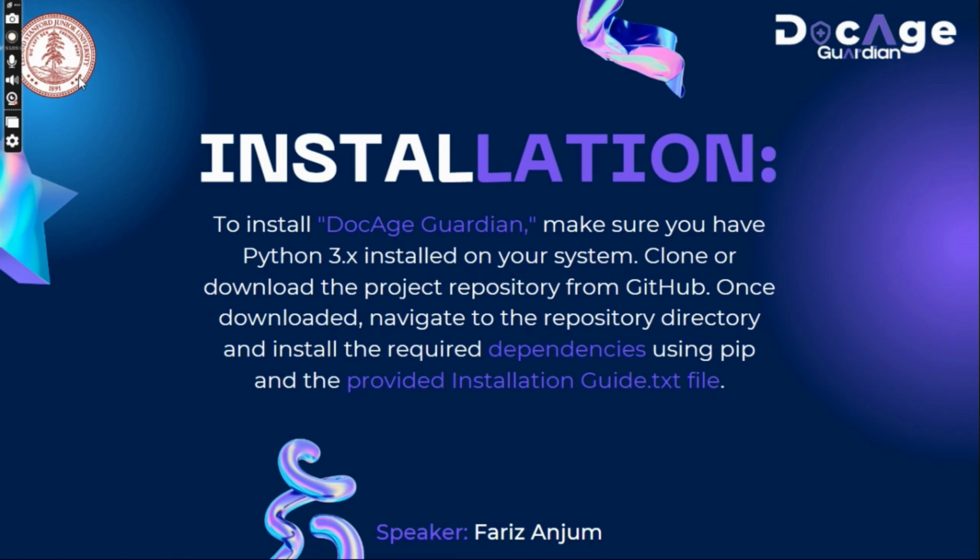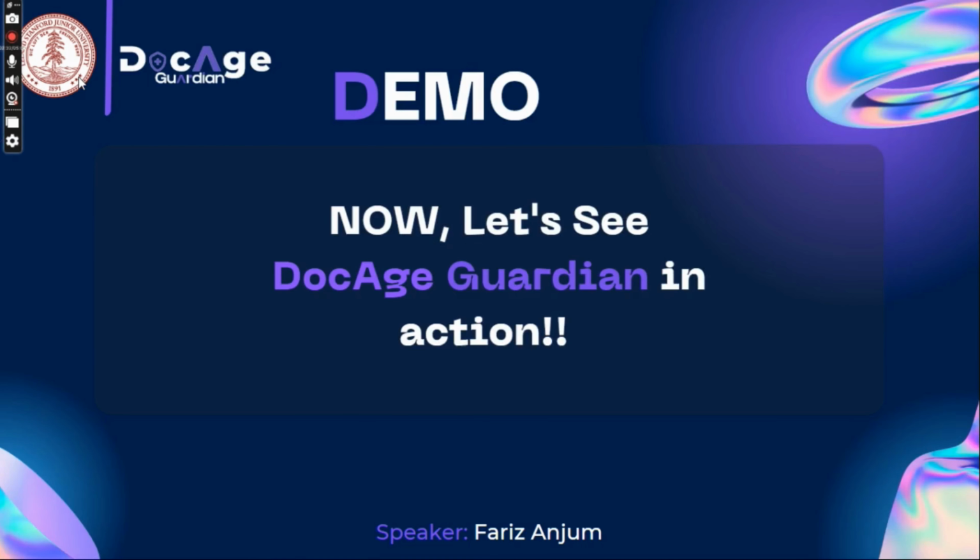To install DocAge Guardian on your computer system, you must install Python. The version should be 3.0 or greater. Once you have downloaded it, you have to download all the dependencies, which I have given in the GitHub repository. If you have any problem, please check the installation guide txt file given in the GitHub repository.